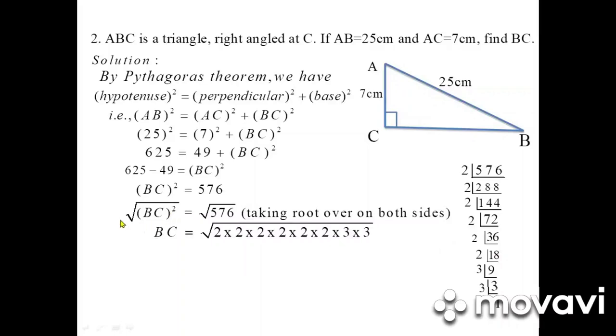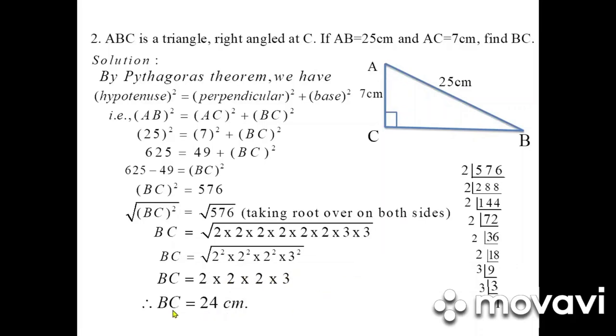Square is removed when root is taken. So we get BC. Writing the prime factors of 576, 2 into 2 into 2 into 2 into 2 into 2 into 3 into 3. 2 into 2 is 2 square. 2 into 2 is 2 square. 2 into 2 is 2 square and 3 into 3 is 3 square. The squares are removed when root is taken. So BC is equal to 2 into 2 into 2 into 3. Therefore, the length of BC is 24 centimeter. Here in this figure, the length of the base BC is 24 centimeter.